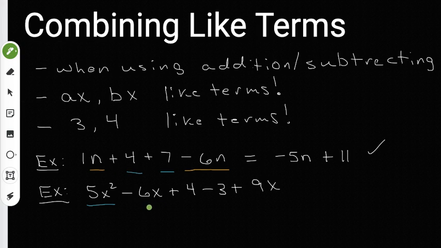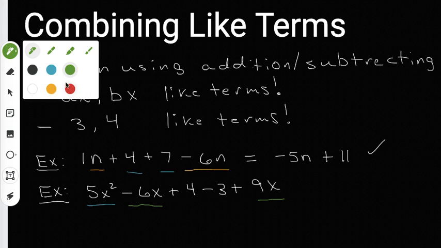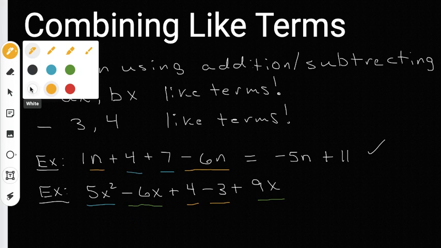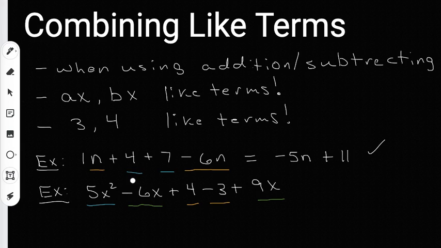Now I'm going to underline the x terms. Which terms end with an x? The negative 6x and the positive 9x. I'll put those in the same color, green, because those are like terms. And then I'm going to change my color to yellow, and I'm going to underline the regular numbers, 4 and negative 3. Those are like terms because any regular numbers like 3 and 4 or 4 and 7 are always going to be able to be combined as like terms.